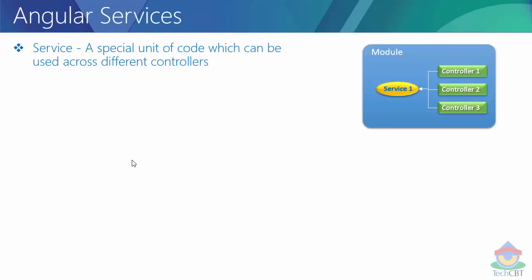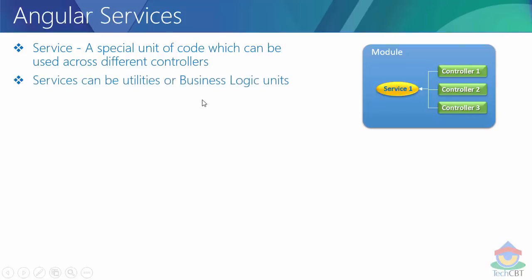The first thing is service. What exactly is a service here? It is a special unit of code which can be used across different controllers. So you can see we have the controllers in a module. I can have multiple controllers like controller 1, controller 2, controller 3 sitting inside the module. However, if you'd like to have some code which can be used by all of those controllers or more than one controller, you can provide that particular code right inside this service. So service is a separate unit of code which can be used by multiple controllers if necessary.